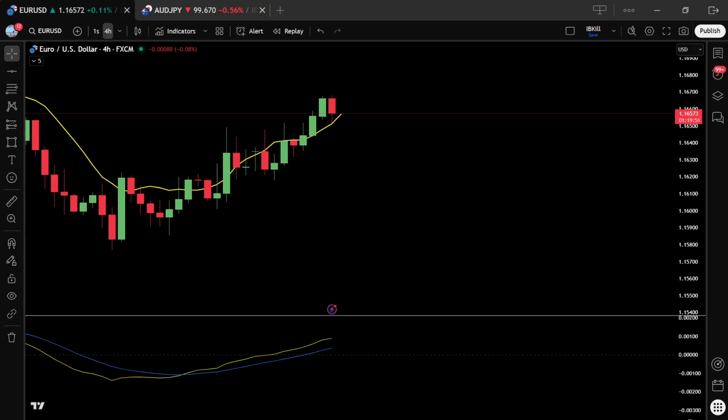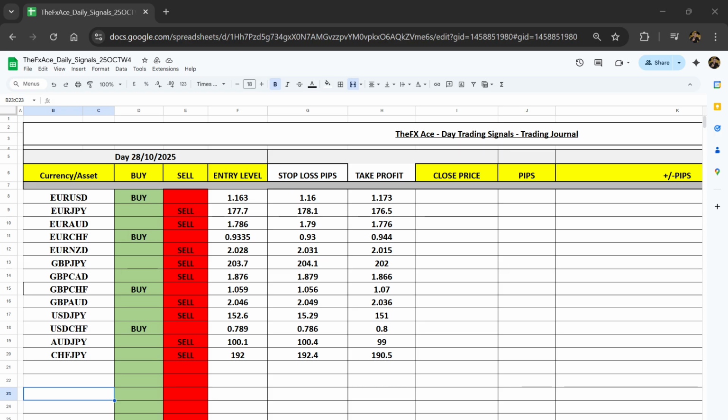So today we're just going to be looking at some possible trading scenarios for the European and US session. So let's get into the charts. First off, we'll have a quick look at my setups for today. You can see them here.